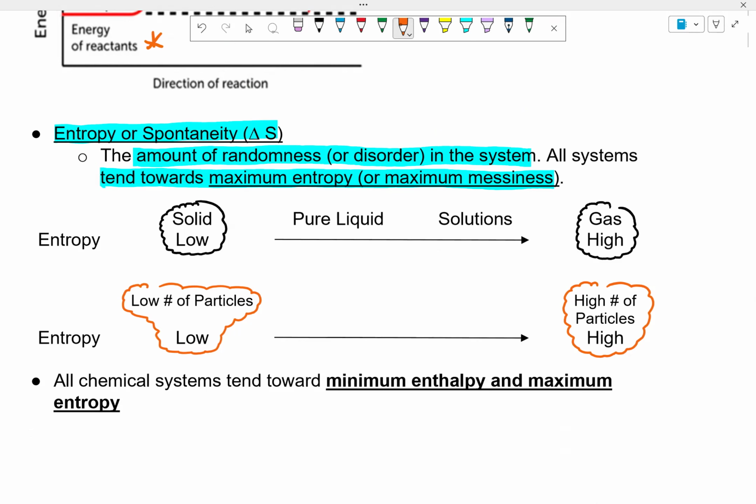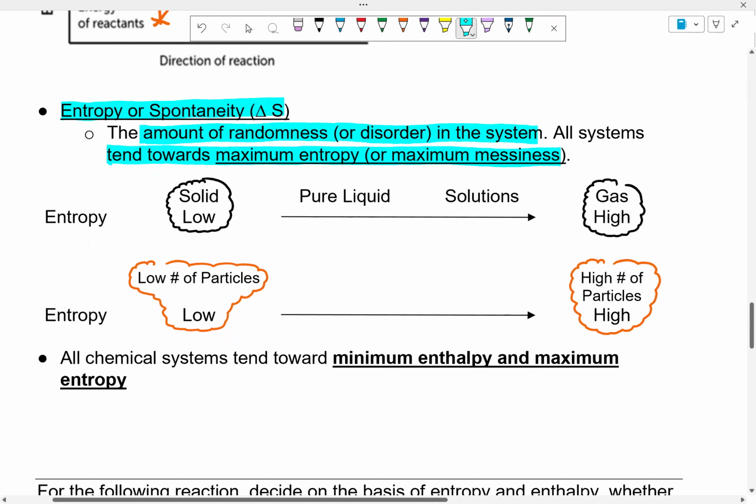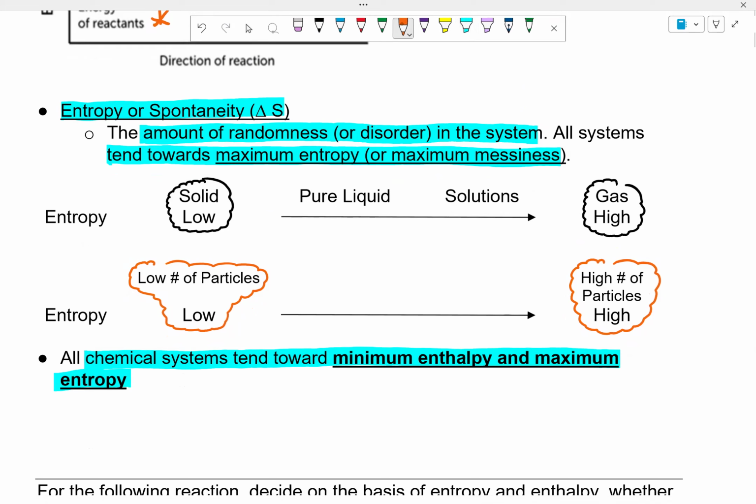Now, if we were to take a look at enthalpy and entropy, we can say that all chemical systems tend toward minimum enthalpy and maximum entropy. And the perfect example of this is, AKA, teenagers. Teenagers are the perfect example of minimum enthalpy and maximum entropy.